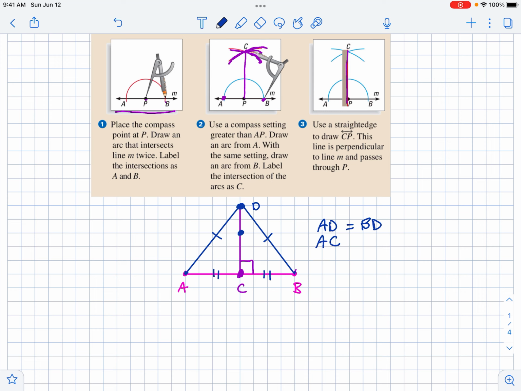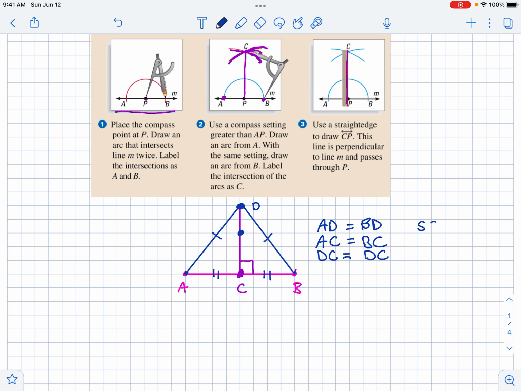So AC is equal to BC. And of course, DC is equal to DC because it's itself, by the reflexive property. A segment is congruent to itself. So look at what we have here. We have two congruent triangles. And you could say, well, why are they congruent? Well, side, side, side for one thing.